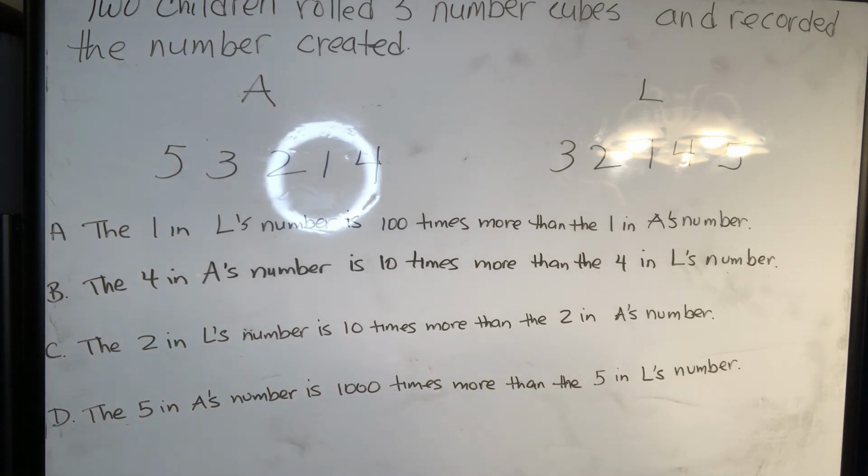Choice B. The 4 in A's number is 10 times more than the 4 in L's number. Choice C. The 2 in L's number is 10 times more than the 2 in A's number. And lastly, choice D. The 5 in A's number is 100 times more than the 5 in L's number. So as normal, we're going to start working this problem one choice at a time.